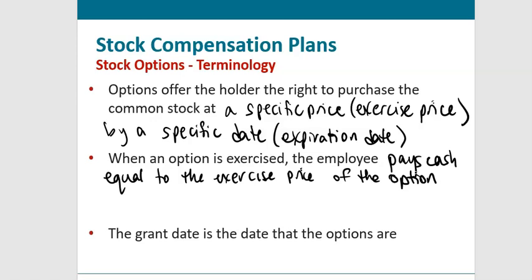So it's almost like the option is a coupon that allows the holder to buy the stock at a reduced price. It doesn't necessarily mean it's going to be a reduced price, but if all goes well and the stock price increases from the grant date, the date the option is given, to the exercise date, that difference can become a valuable share of common stock to the employee, who can then choose to sell the stock for cash if they want to. So the employee pays cash equal to the exercise price of the option and receives the common stock in exchange.